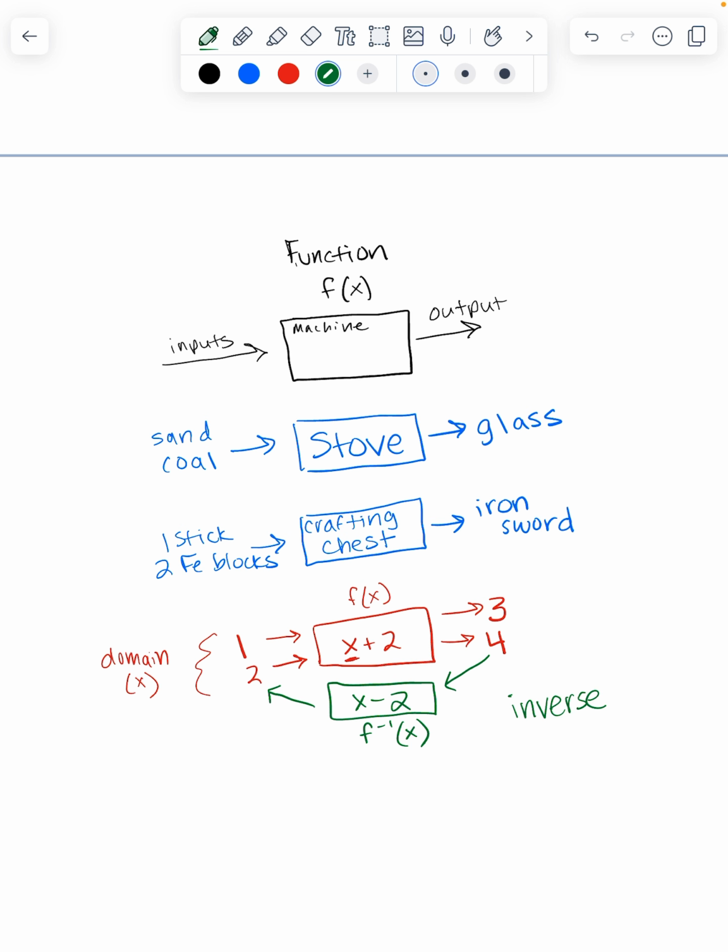You don't have an inverse up in Minecraft. I can't take my iron sword, stick it back in a crafting chest, and have it give me back a stick and a couple iron blocks in case I want to use those for something else. Minecraft doesn't work that way, but math gives us inverse, so math is even better than Minecraft and even cooler than Minecraft. So you can tell your students that little example, help them kind of see how functions work by bringing it back to Minecraft, which is something that it seems a lot of them know, and have fun with that.